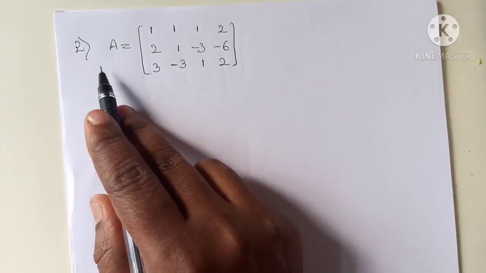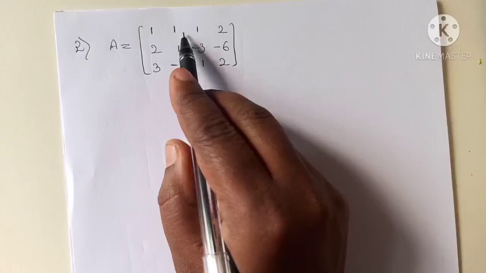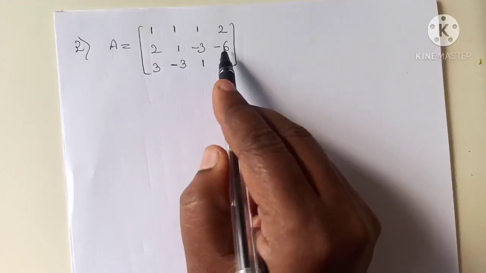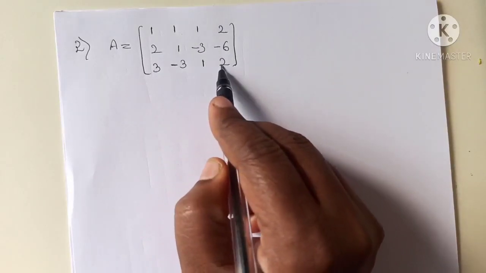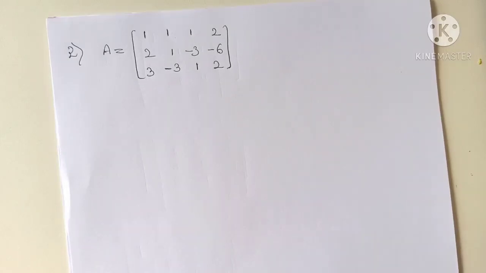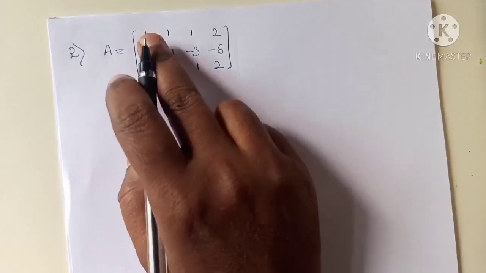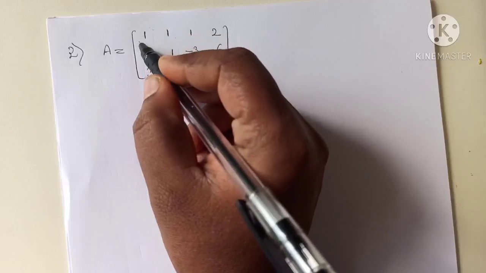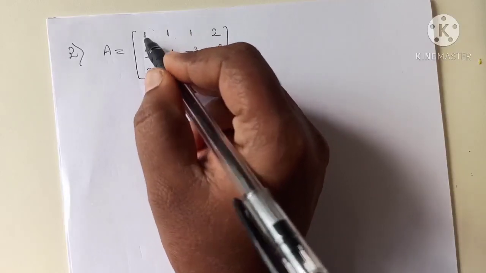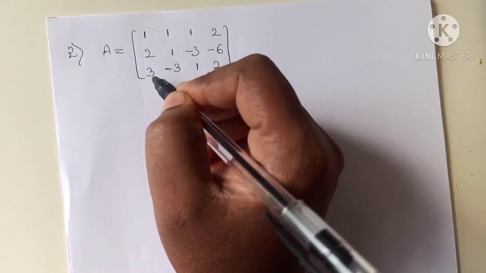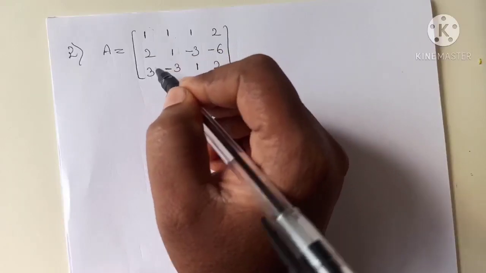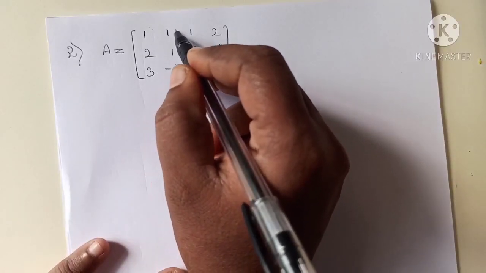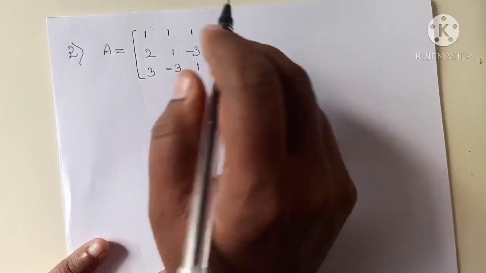That is the second example. A equals the matrix with rows 1 1 2, 2 1 minus 3 minus 6, 3 minus 3 1 2. First, the leading element of the first row is 1. So below this, 2 and 3 are there. We can make these 0 first, or by applying column operations we can make these three elements 0.